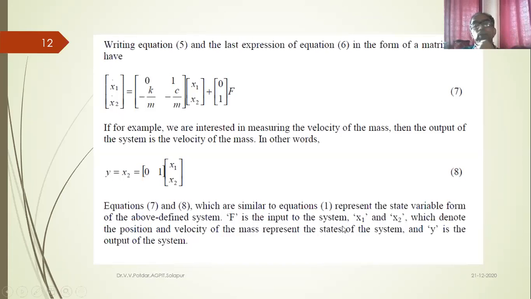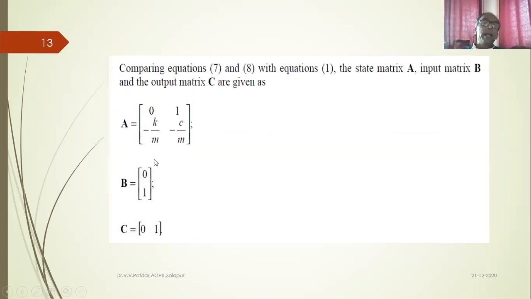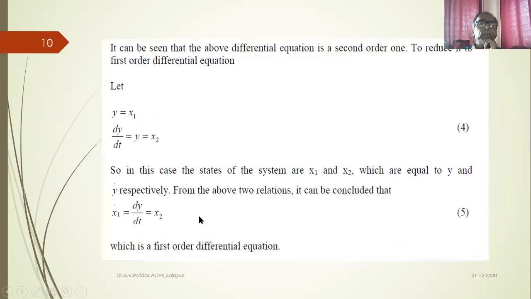So F is the input of the system, x1 and x2, which denote the position and velocity of the mass, represent the states of the system, and y is the output of the system. So comparing these with equations 1 and 2, I get A, the system matrix, as 0 1, minus k by m, minus c by m. B is the input matrix 0 1, and C is the output matrix, right? C, I don't remember. So what was C?